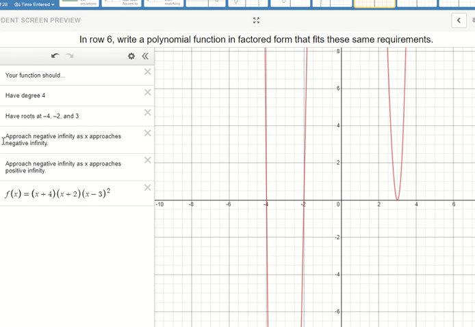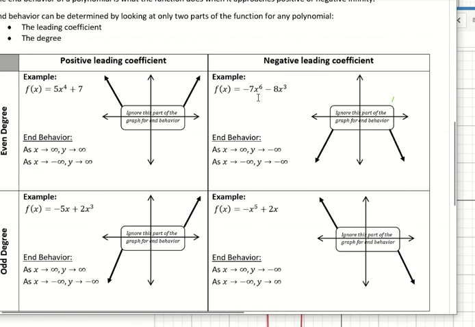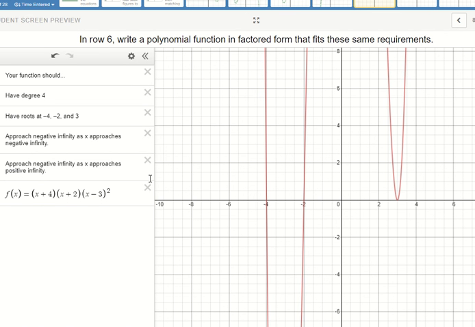So, and you can kind of read that. Approach -infinity as x approaches -infinity. Approach -infinity as x approaches +infinity. You could almost just figure that out without looking at the end behavior chart. But we do know that that tells us what our coefficient needs to be. In this case, we need a negative coefficient.